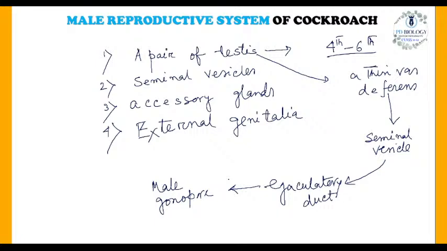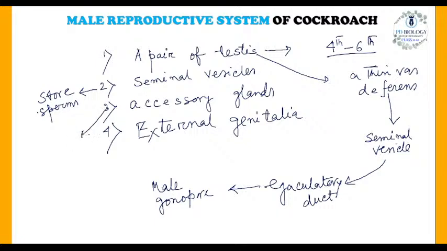The seminal vesicle, what is the function? It stores sperms. Sperms are glued together to form a bundle that is called spermatophores. They are discharged during copulation.